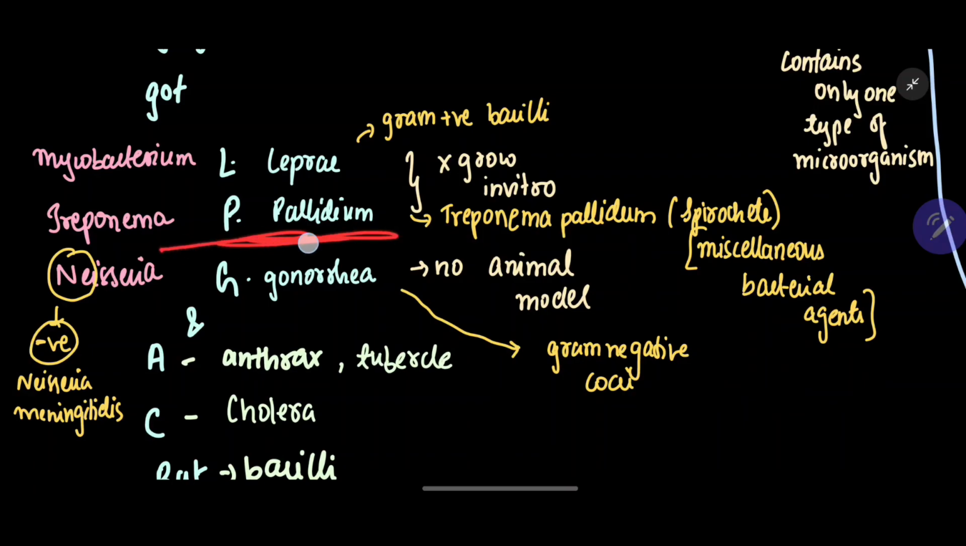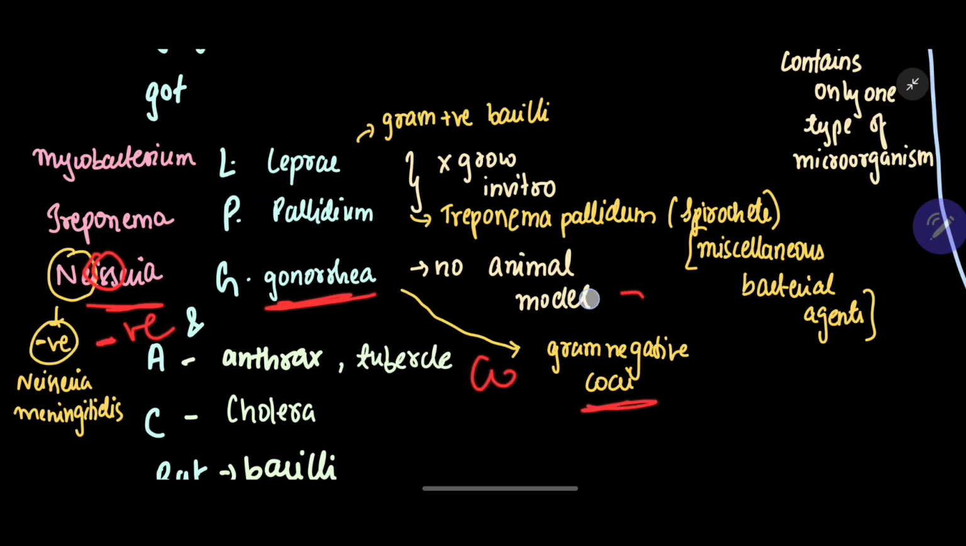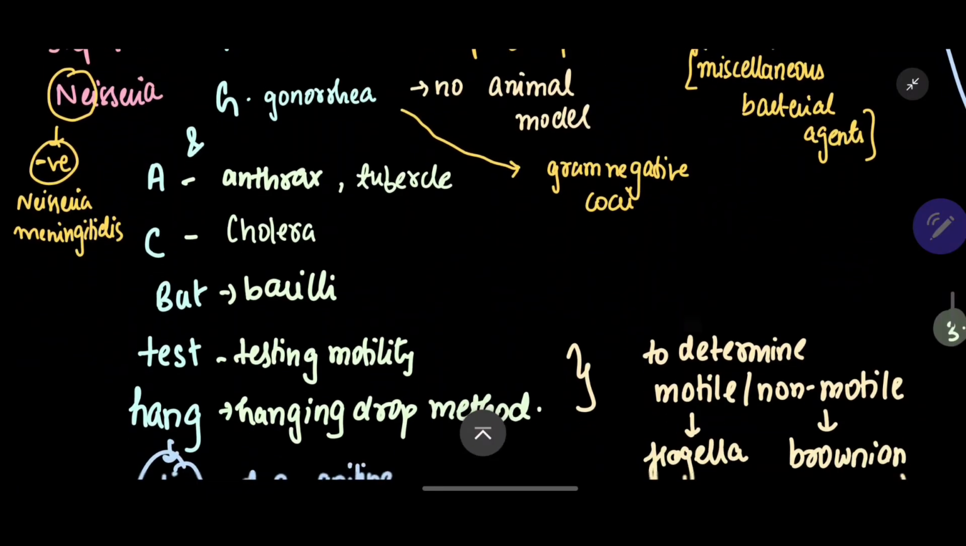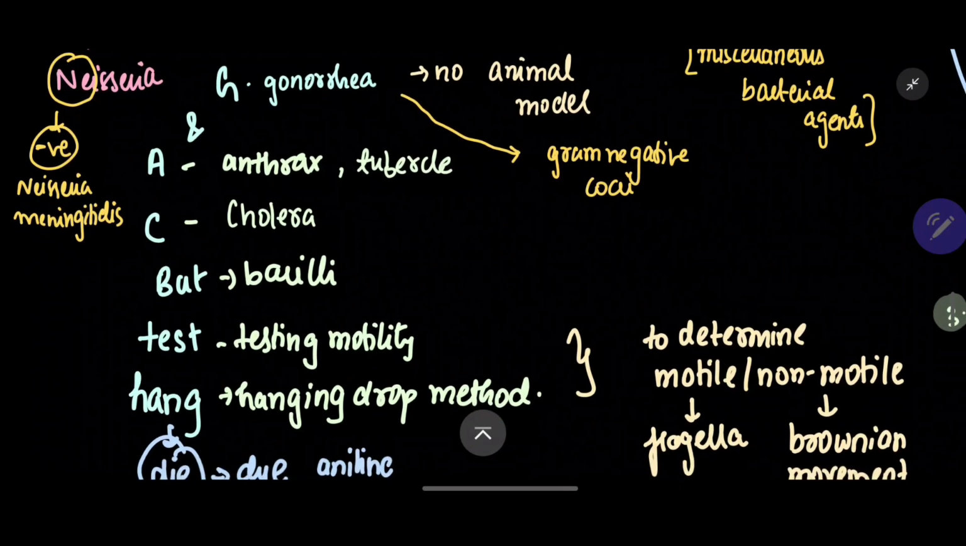Next one is Treponema pallidum. It is a miscellaneous bacteria. It comes under spirochetes. Next one is Neisseria gonorrhoeae. NE, so it's negative and it's a cocci. Okay, gram negative cocci because bacilli do not have any mnemonic. Gram negative bacilli. Next one is our AC.